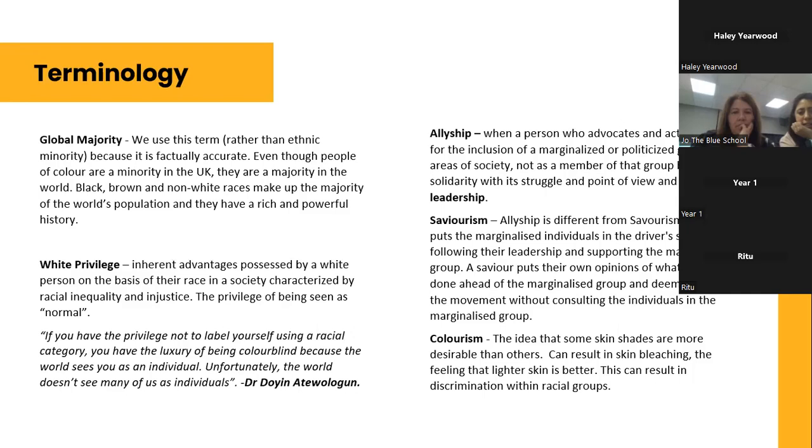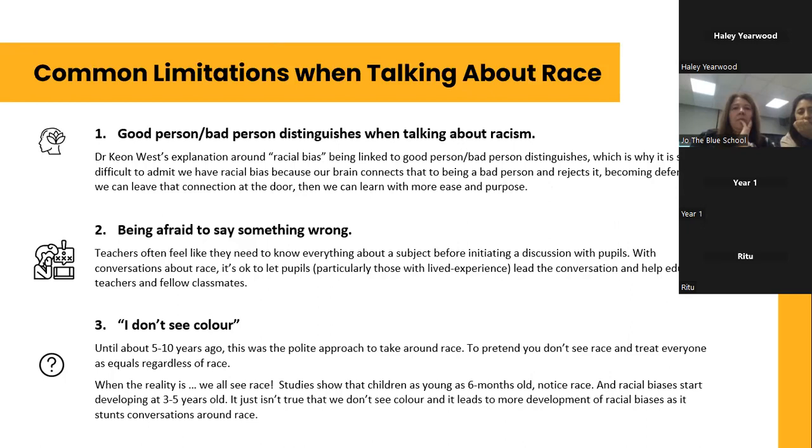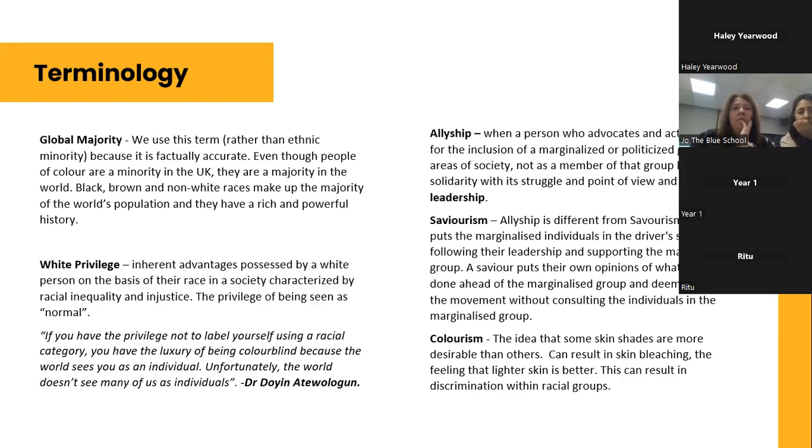So terminology that we're looking at, that you're going to hear me using quite a lot, especially global majority. We tend to use this term rather than ethnic minority or BAME because it's factually accurate. And although in the UK, people of colour are a minority number, in the world, we are a majority. So that means that Black and brown races and countries make up the majority of the population. When we talk about ethnic minority, it makes things a lot smaller. So when we talk about global majority, we recognize the rich history. But we've got some other terms there as well.